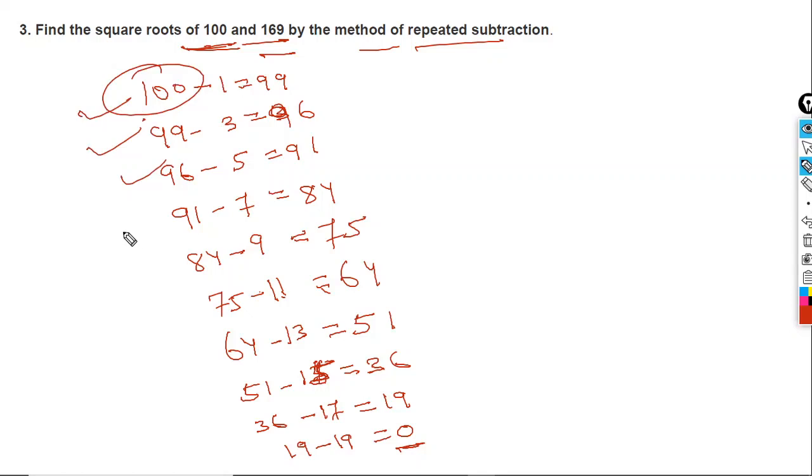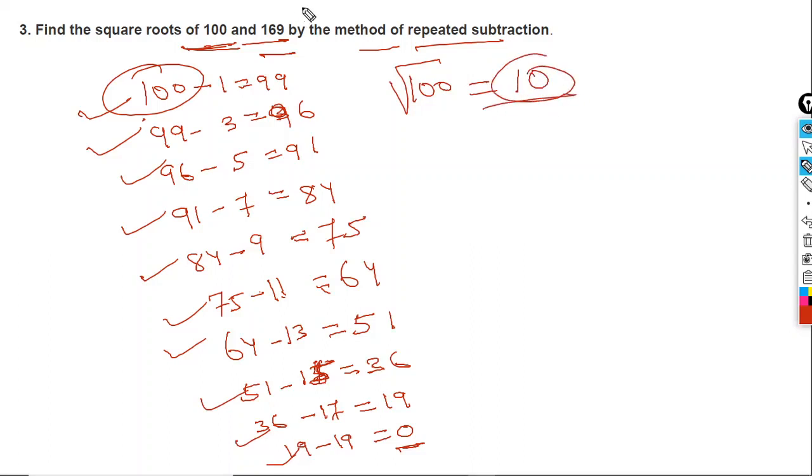1, 2, 3, 4, 5, 6, 7, 8, 9, 10. Therefore, as we have subtracted 10 times, the square root of 100 will be equal to 10. Okay. Similarly, you please find the square root of 169. Now we will move to another question.